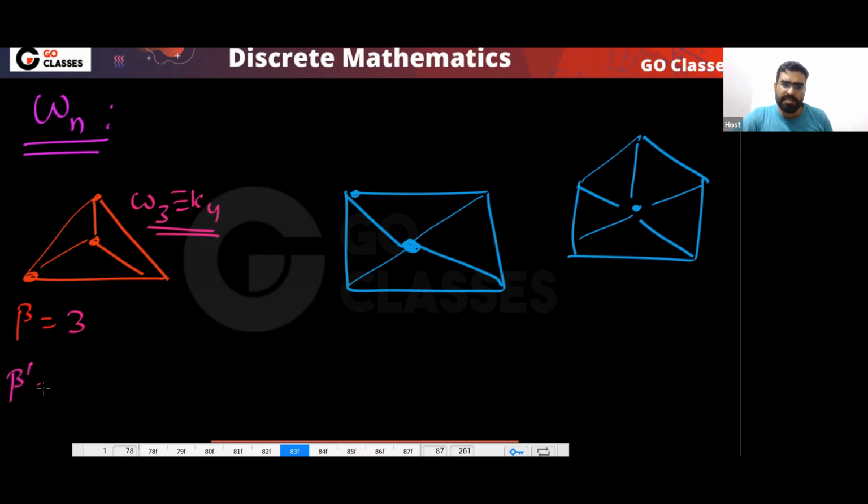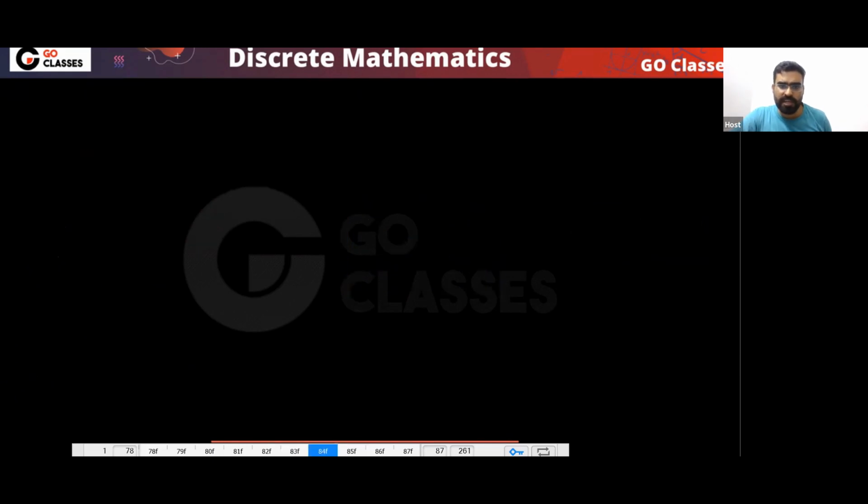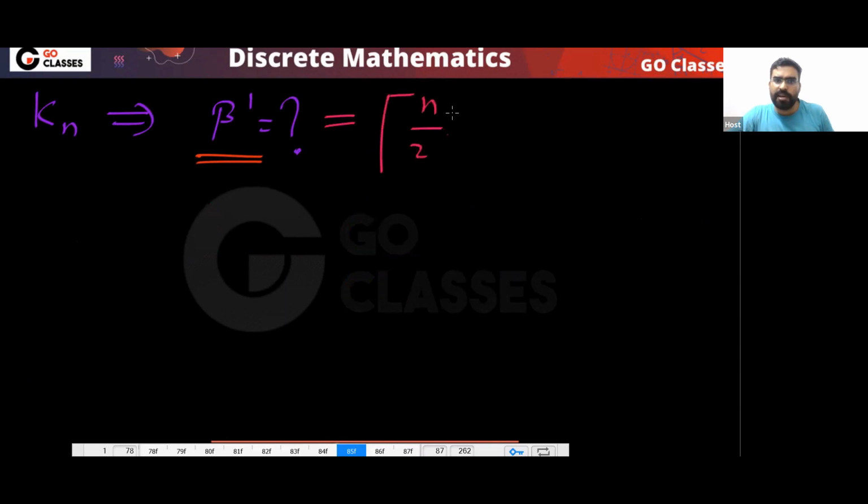And what is beta dash? For complete graph, what is beta dash? Can anyone tell me? If you have Kn, then what will be beta dash? Beta dash means edge cover, minimum edge cover. What will that be? That will be ⌈n/2⌉.